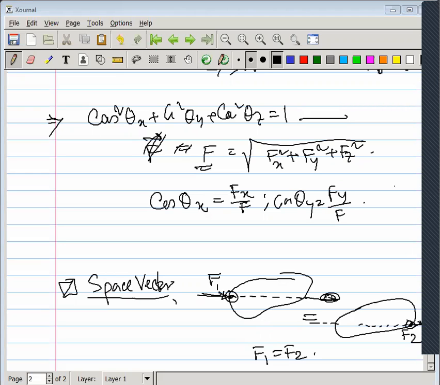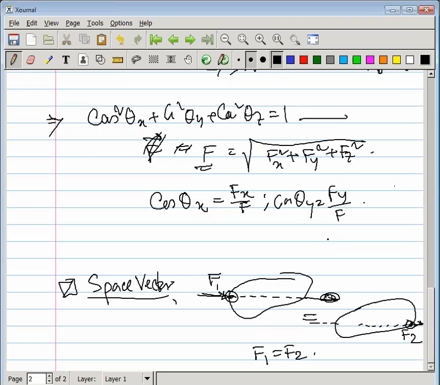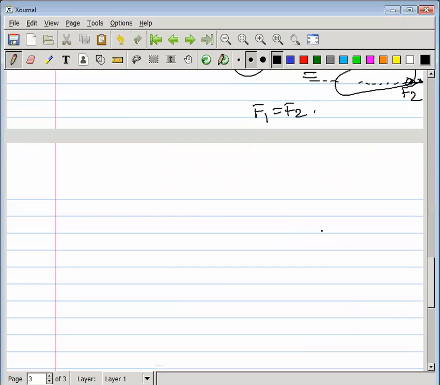Do you remember what the moment is? You normally know the moment is nothing but force into distance, right? But to write it in vectorial notation, the moment is itself a vector, and that is nothing but the cross product of the force and the position vector. It is not the perpendicular distance.